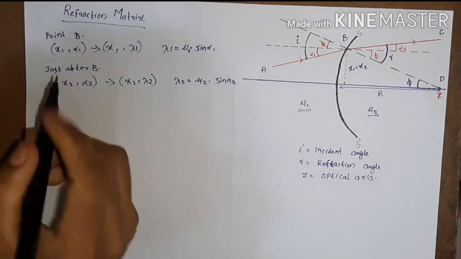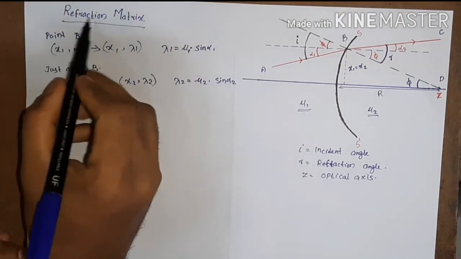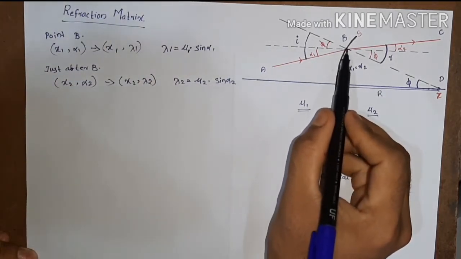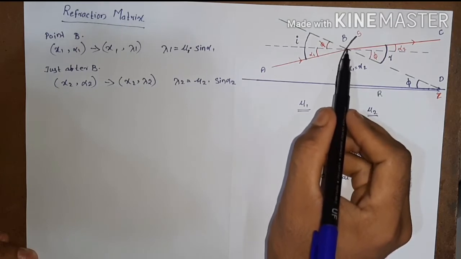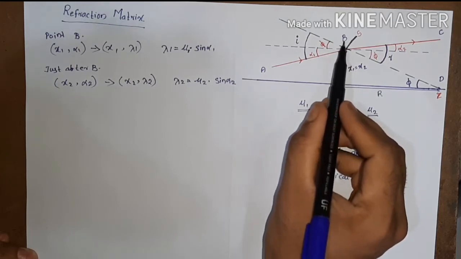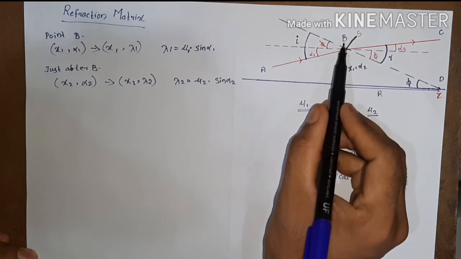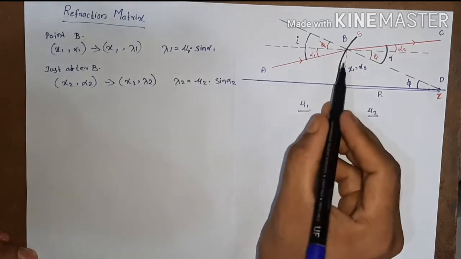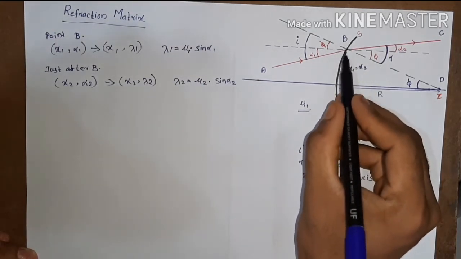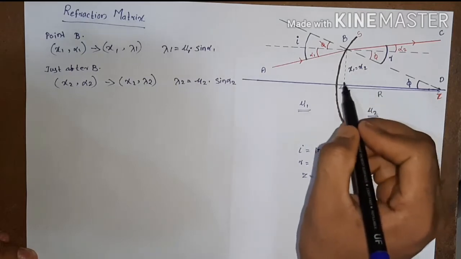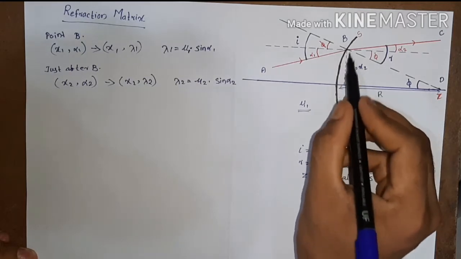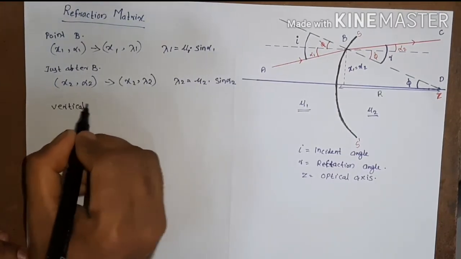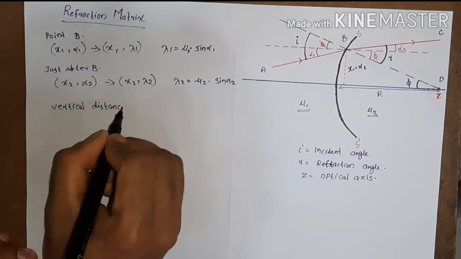Now here we are dealing with the process of refraction. The process of refraction takes place at a single point, here it is B. So for the process of refraction, the coordinates of this point B have to be obtained. Since refraction takes place at a single point on the refracting surface, the vertical distance from the optical axis will remain constant.